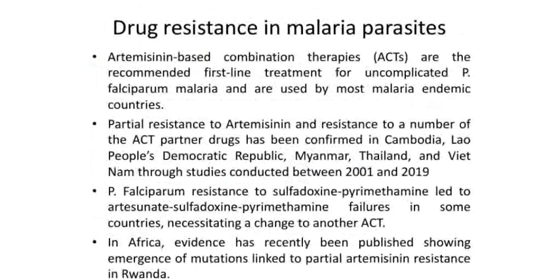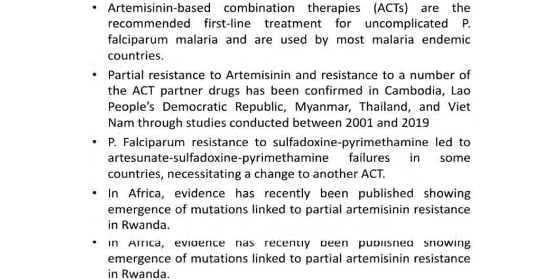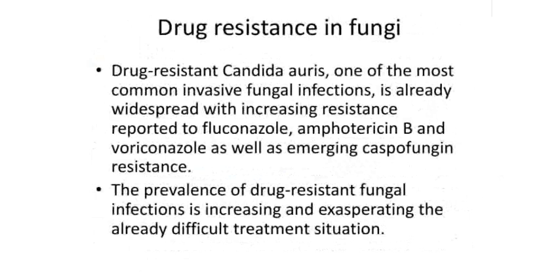P. falciparum resistance to sulfadoxine-pyrimethamine led to artesunate-sulfadoxine-pyrimethamine failures in some countries. So even these combinations are failing. P. falciparum is also developing itself to combat these drugs. In Africa, evidence has recently been published showing emergence of mutations linked to partial artemisinin resistance in Rwanda. So we can see that there are reports indicating that even for the malarial parasite the drugs are not effective, and resistance has developed.